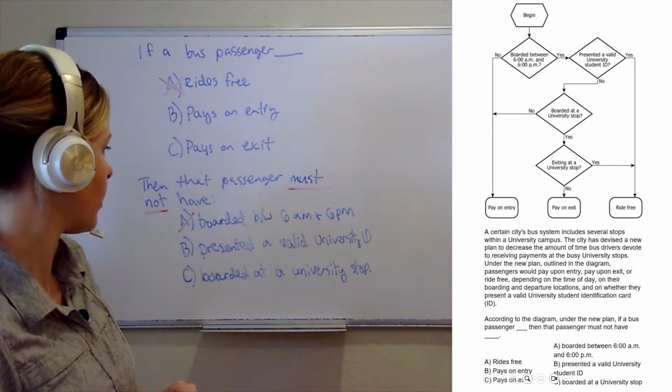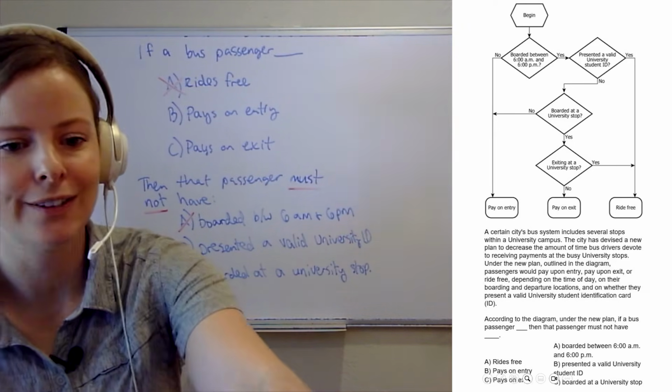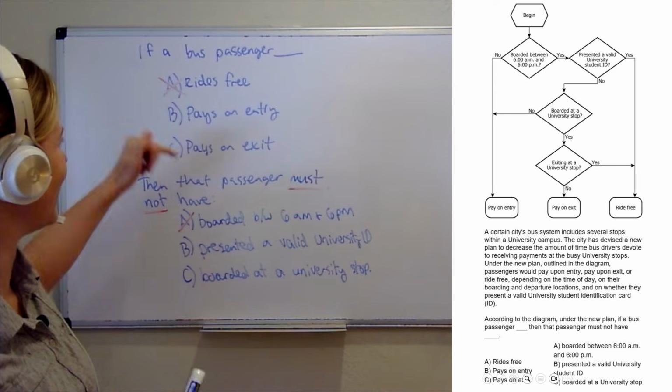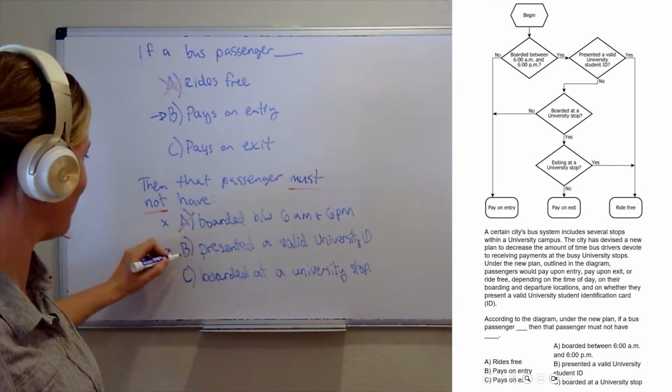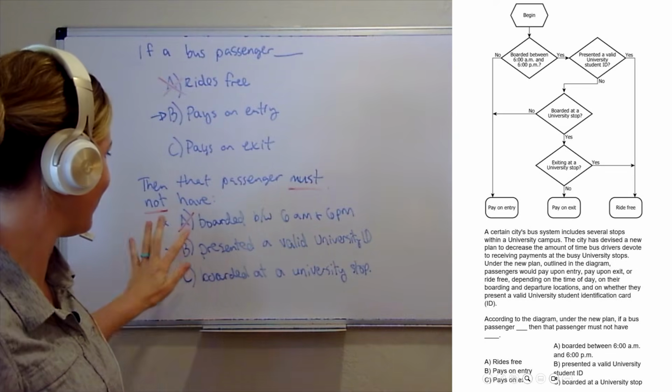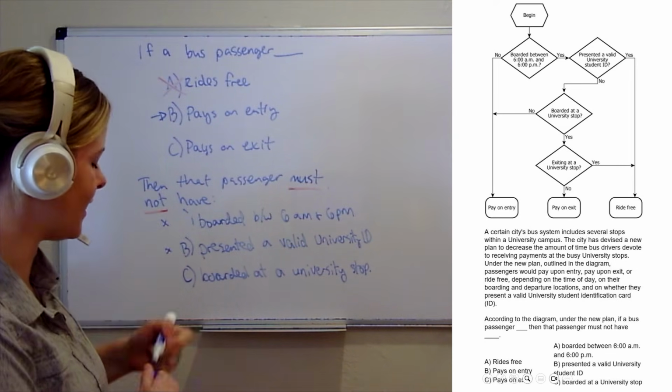So that doesn't work. I'm doing this in a confusing way. Right now we're talking about pays on entry. We know that A is not going to work. We know that B is not going to work. I'm going to, for clarity's sake, get rid of that.